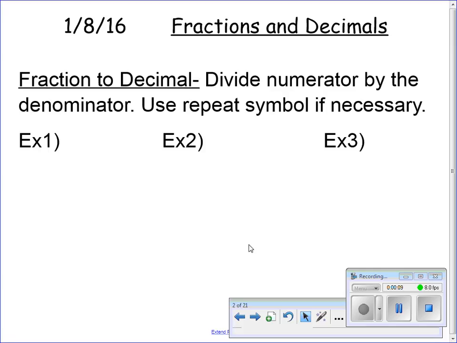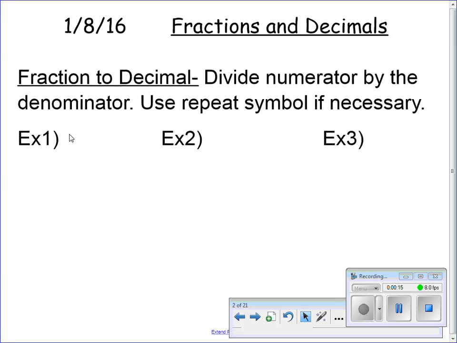We learned that to convert a fraction to a decimal, it's just a simple division problem, dividing the numerator by the denominator. So let's take a look at an example, 4/5. In other words, this is saying 4 divided by 5. So we need to do some long division, 4 divided by 5.